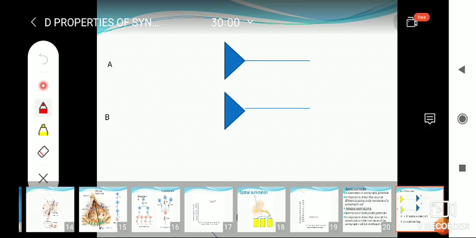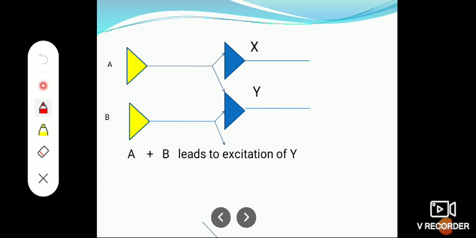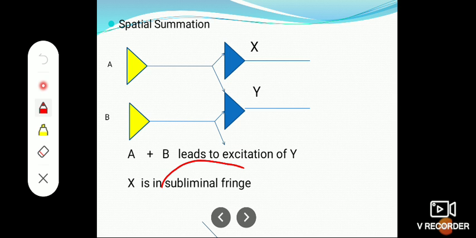So this can be explained by this diagram. Just a simple diagram I have placed, X and Y. So this is the B neuron, A neuron. If A plus B excitation leads to excitation in Y, that is spatial summation, and X will be called in a stage of subliminal fringe. It's not firing but ready to go for the fire. So this property is called the subliminal fringe.